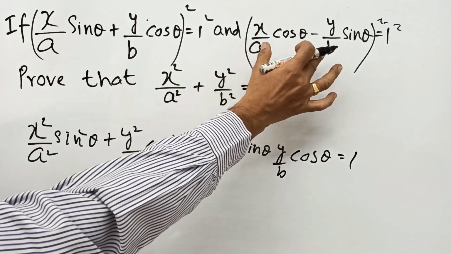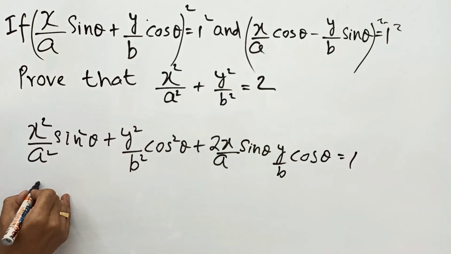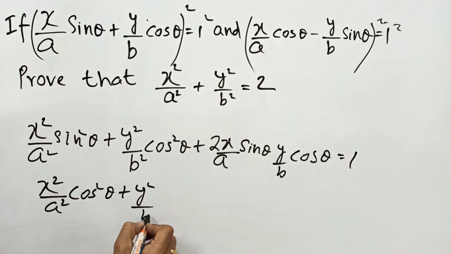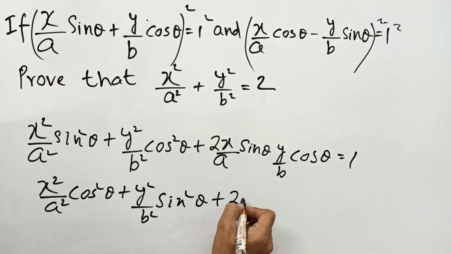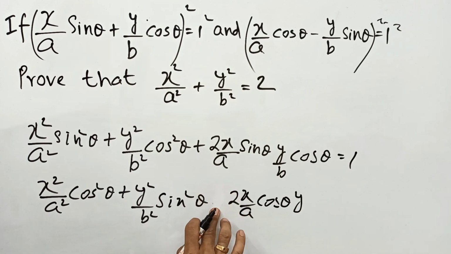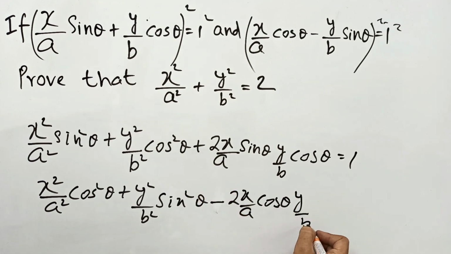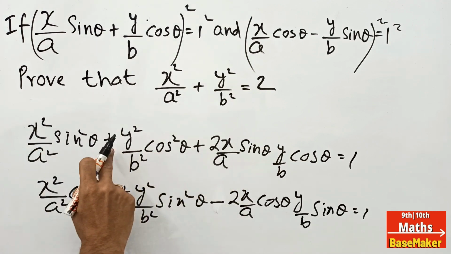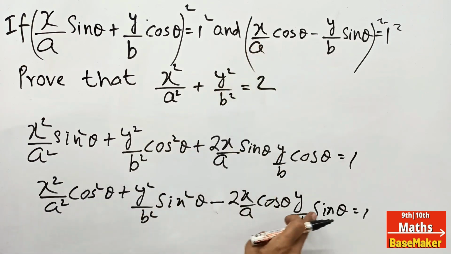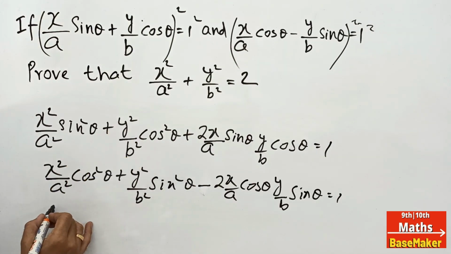In a similar way, let us square this second equation. We use in the first equation the a plus b whole square identity, and in the second equation we use the a minus b whole square identity. Now let us add these two equations.